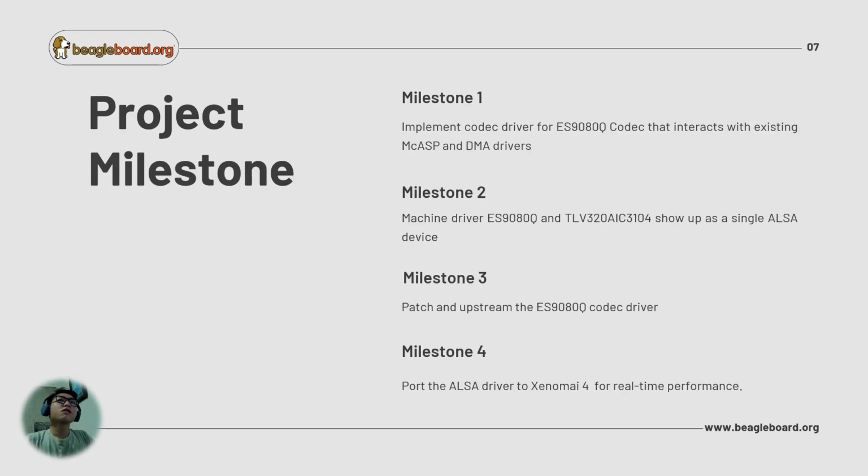This project is structured into four main milestones. The first milestone is to implement a codec driver for the ES9080Q codec that interacts with the existing McASP and DMA drivers. The second milestone is to implement the machine driver to connect both codec drivers so they show up as a single ALSA device. The third milestone will be to patch and upstream the high performance 8-channel DAC codec driver. Then the final milestone will be to port the ALSA drivers to the Xenomai 4 stack for real-time performance and reduced latencies.